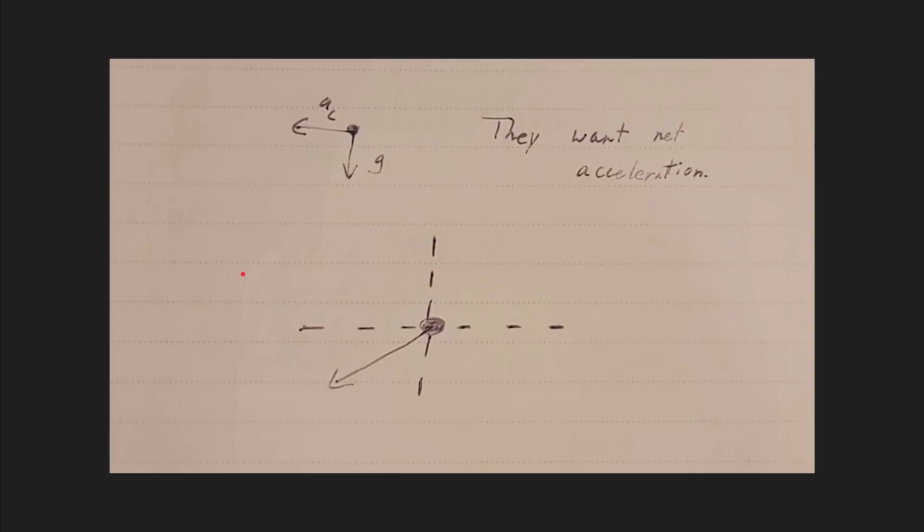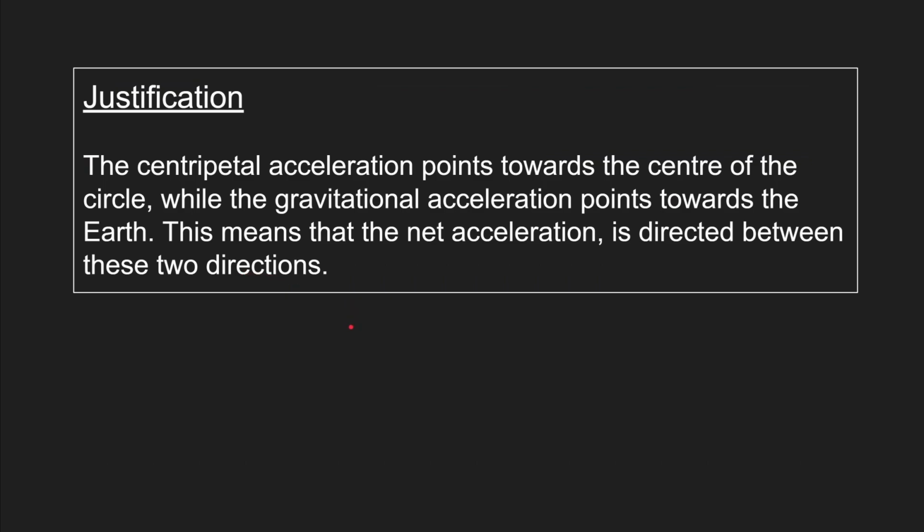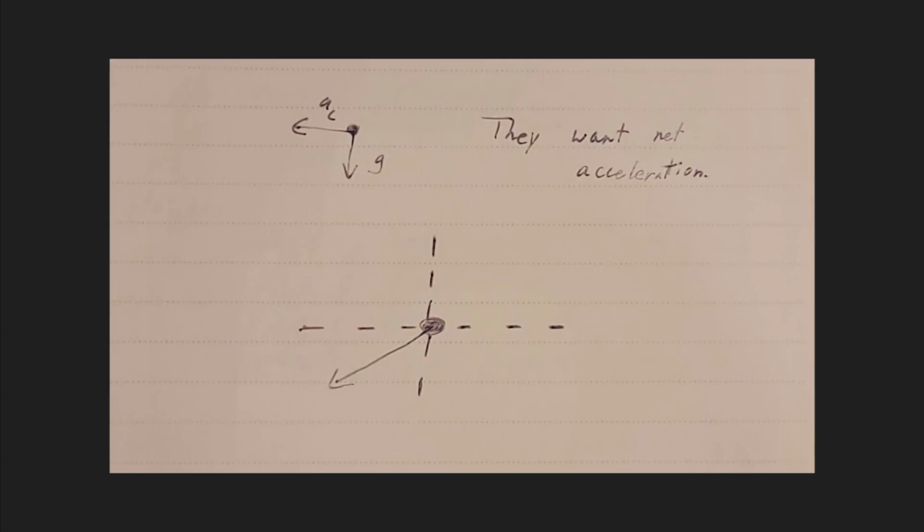Now they want justification as the second part of it. So the centripetal acceleration points towards the center of the circle, while gravitational acceleration points towards the Earth. This means the net acceleration is directed between the two directions. But you're not drawing the components, so the size really does not matter. It's just the direction that matters. It has to be in between here and here.